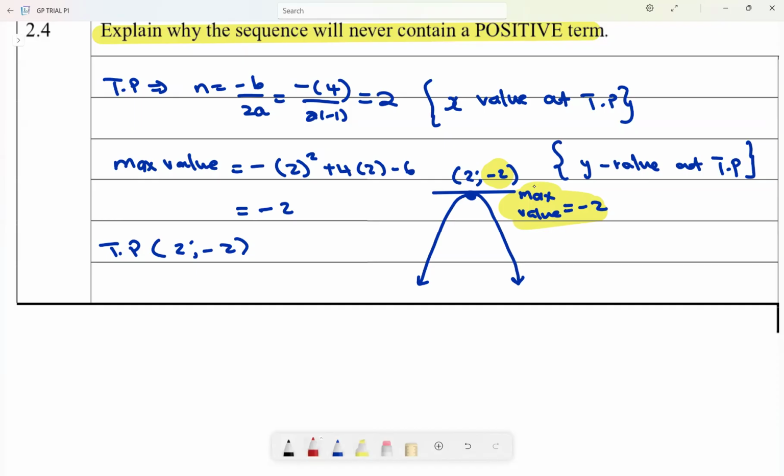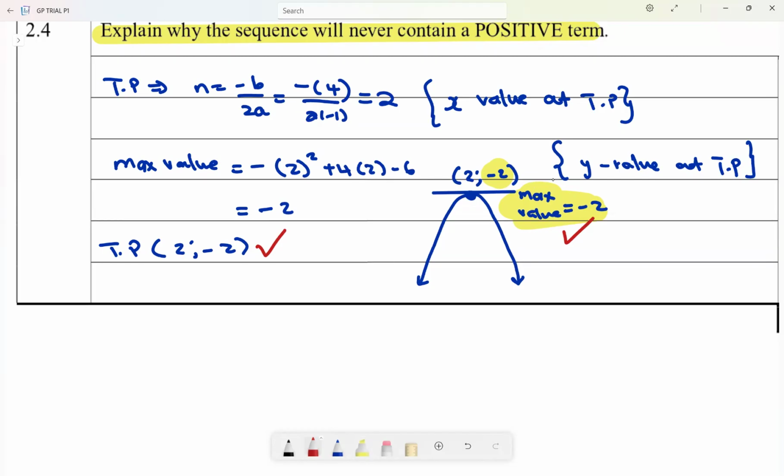Okay, so what I think you can get the marks for, since it is 2 marks, is showing that we have a maximum value, or rather calculating the turning point, and then an explanation that there are now no values that will be above.